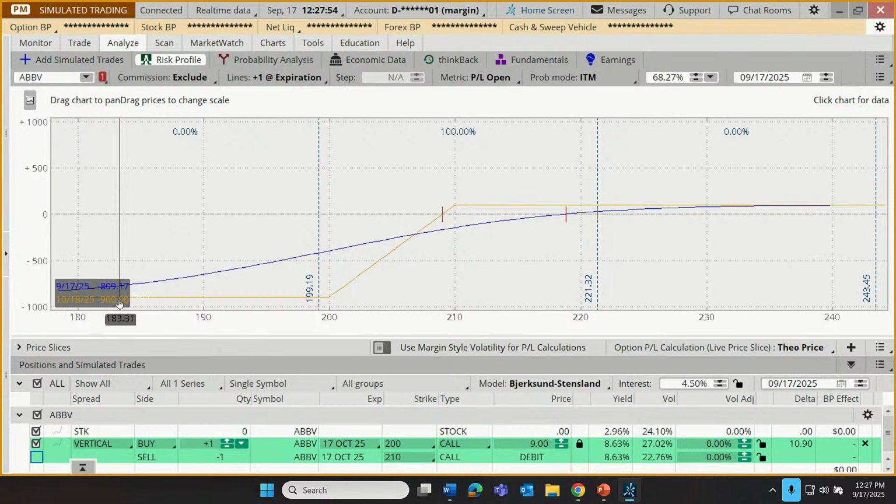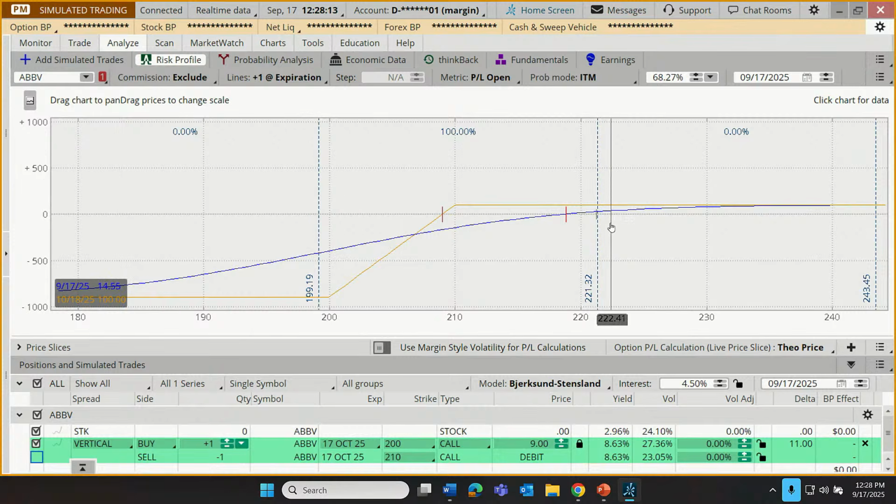Ooh, ouch, that's intimidating. Well, let's see what the probabilities are of either of those scenarios happening. And the way to view those probabilities very plainly is a combination of two of the tools right here on the Analyze tab. First thing are these slices.